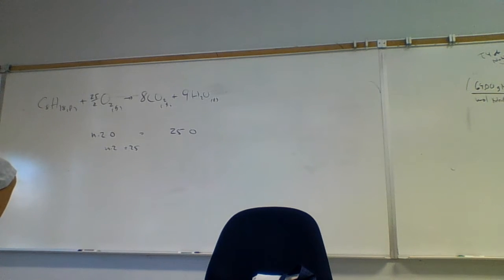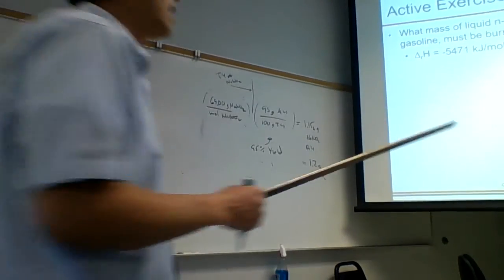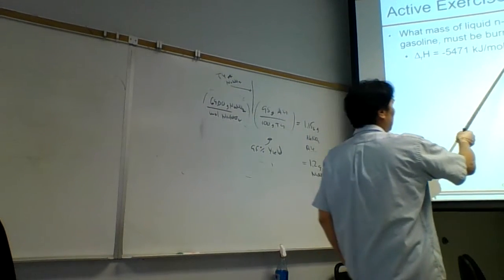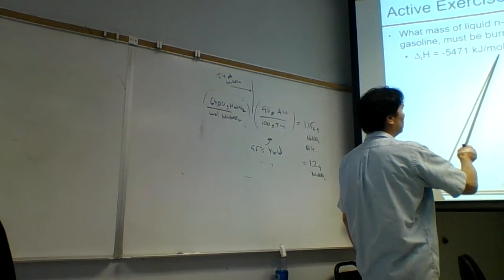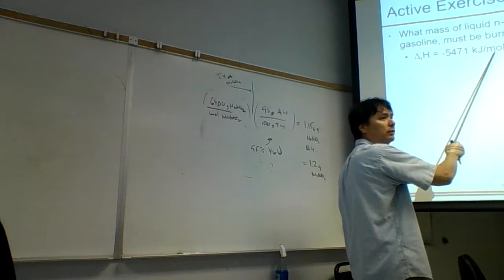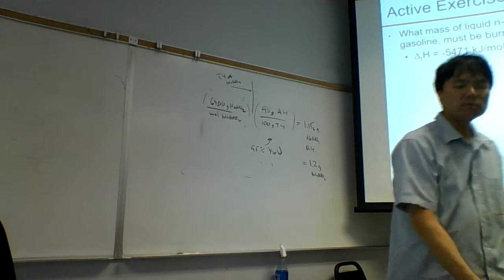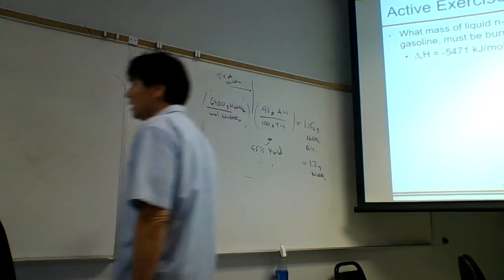Sometimes we use fractions. We use fractions because, take a look at this number here. I'm going to get this much energy for how much? Octane. For 1 mole. If I had 2 moles of octane, I would get double the energy. And so oftentimes we use fractions because of the energy.